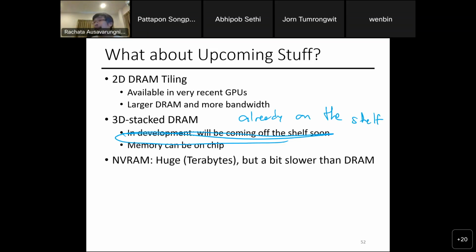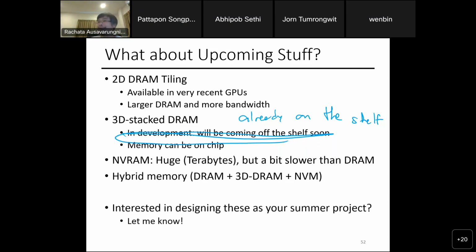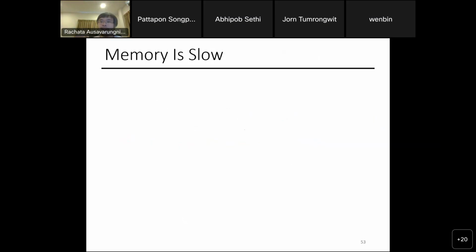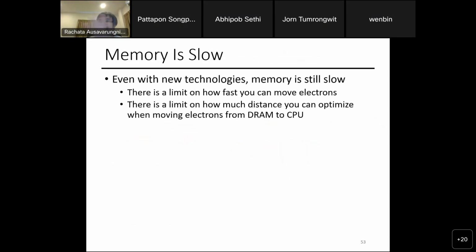You can also have terabytes of memory using a totally different technology, right? Or you can do a hybrid of that. There's quite a lot of research. If you want to have some summer projects, let me know, because I have research in these directions as well, right? But the key point here is memory is slow. Memory is slow. And even with the new technology, it is still slow.